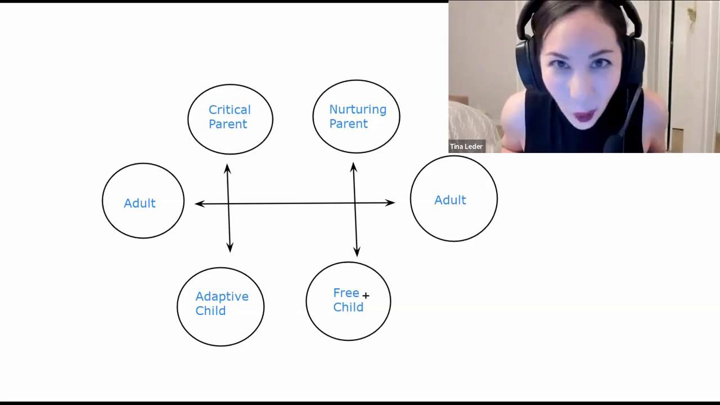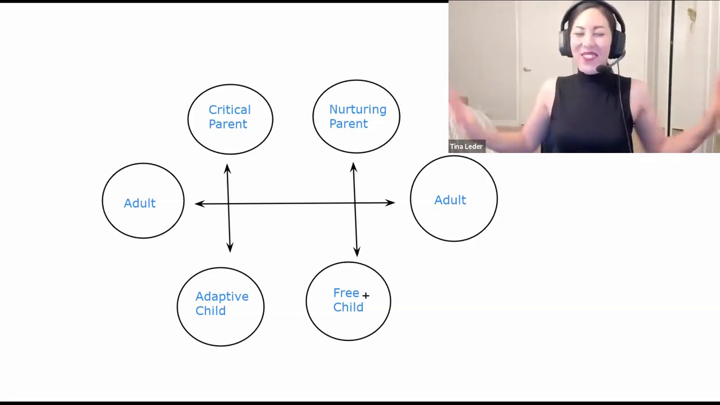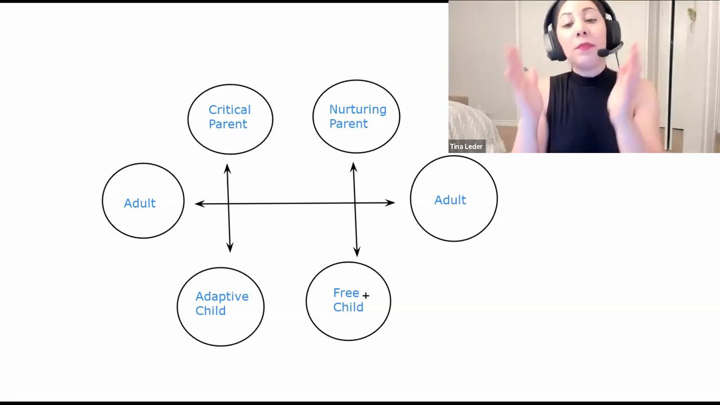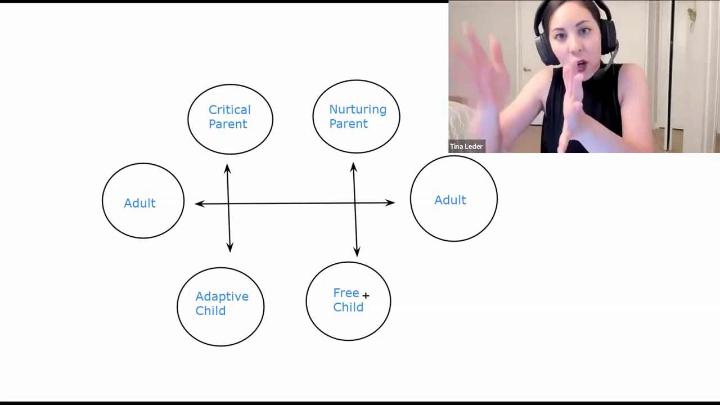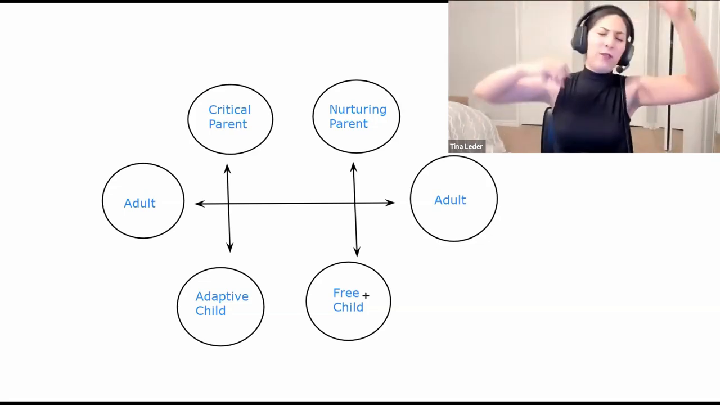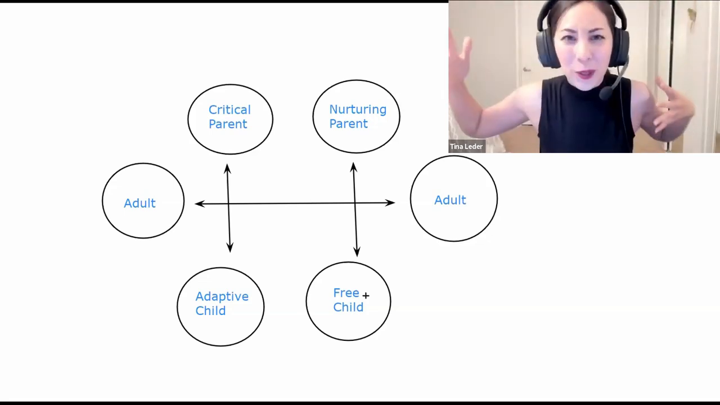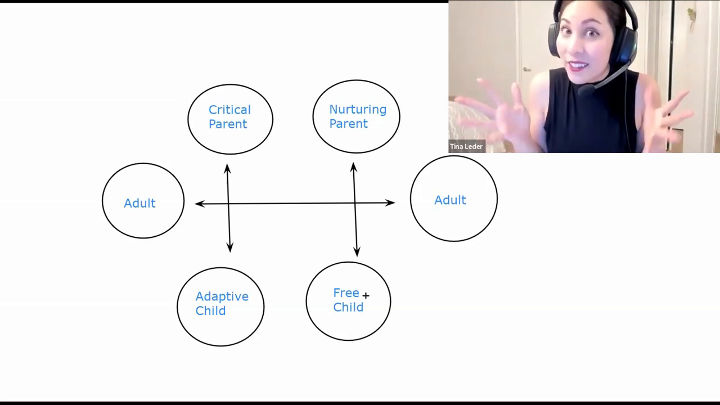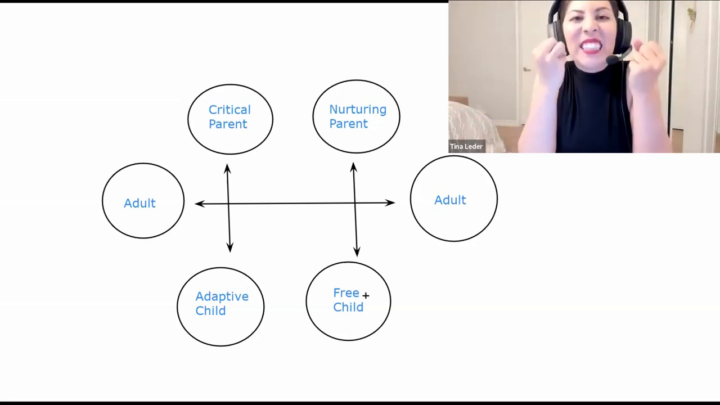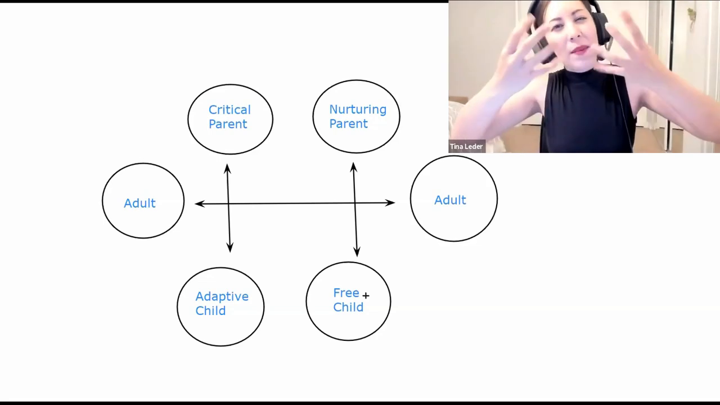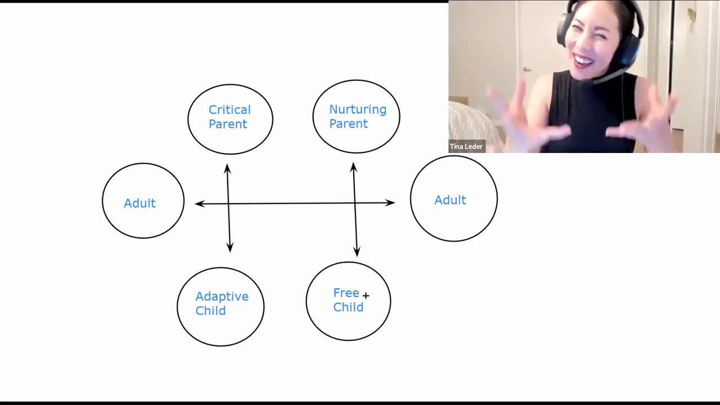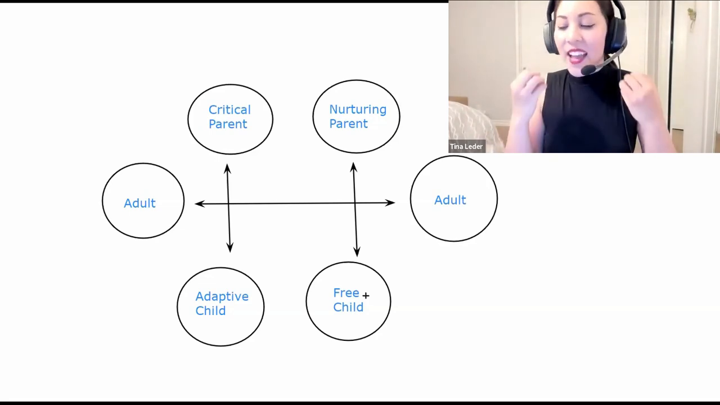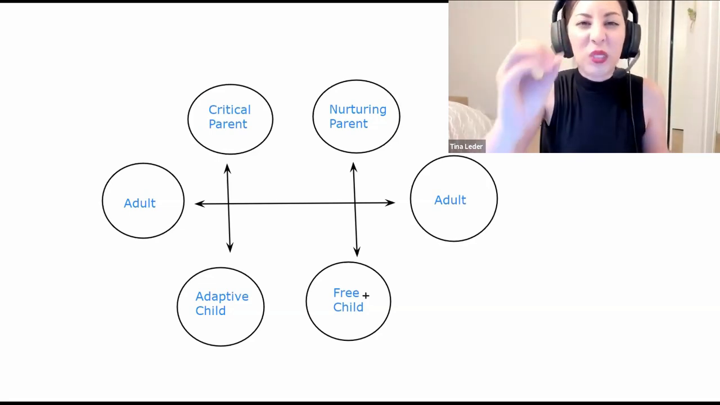Where things can go wrong, where they typically do. So let's go back into the scenario where roommate B is now a nurturing parent. Roommate A is free child, expressing their feelings. Yada, yada, yada. This is how I feel. Because the free child is a child, emotion, feeling based, they might say things that they don't quite mean. They don't quite know what they're saying. So they're being immature in some way. And so they say something that triggers roommate B.